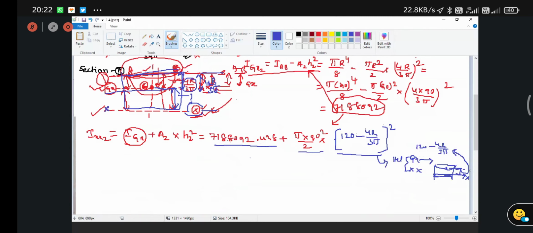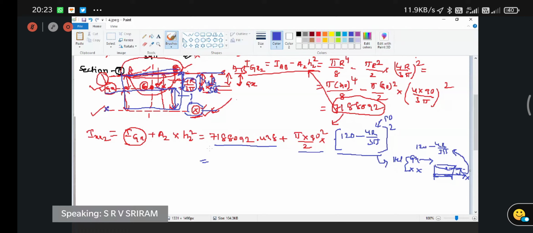So if you calculate this one, how much are you going to get? Let's suppose this r should be replaced with 90. R should be replaced with 90. I am going to calculate this value. Check whether I am going to get it correctly or not. So I will tell the value.